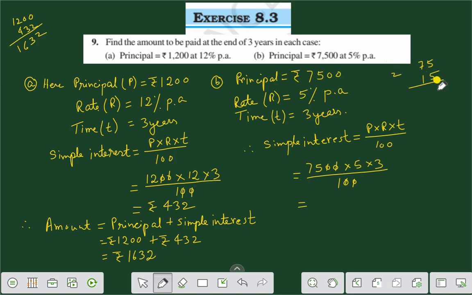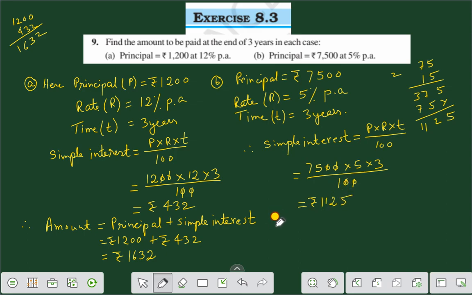That is 525. 5 sevens are 35 plus 2 is 37. 3, it is 7. And 5 ones are 5, 7 ones are 7. When you add the numbers, it is 5, 5 plus 7 is 12, carry 1, 7 plus 8 is 15, plus 1 is 16... giving 1125. Therefore, simple interest is rupees 1125.